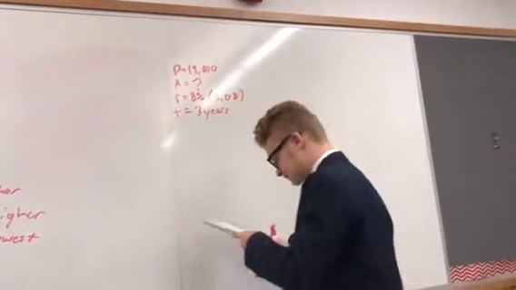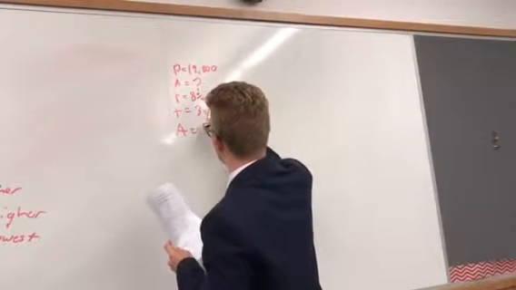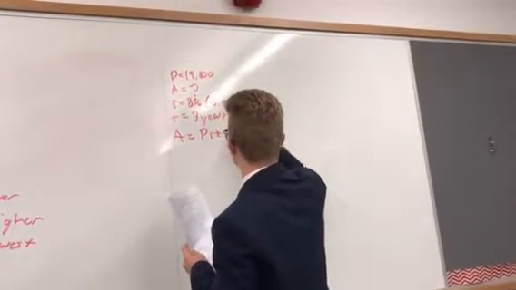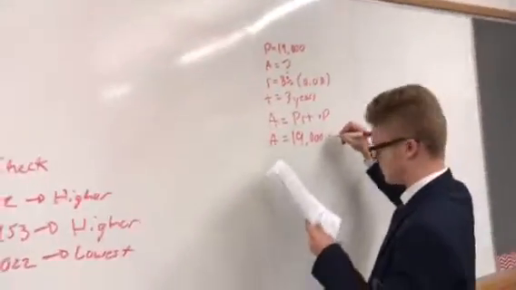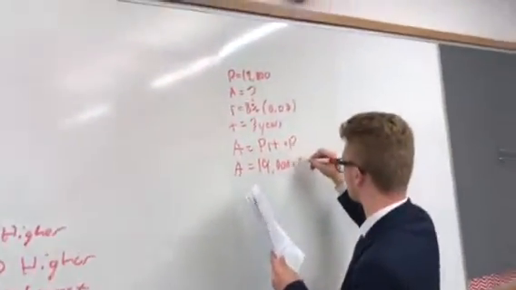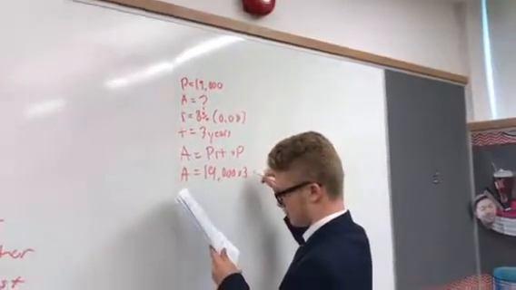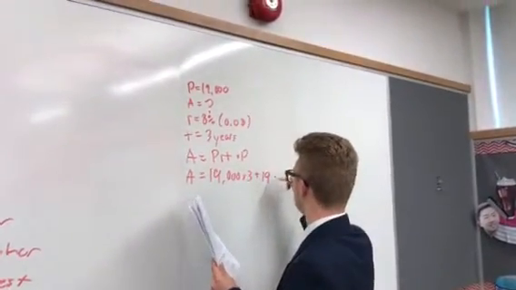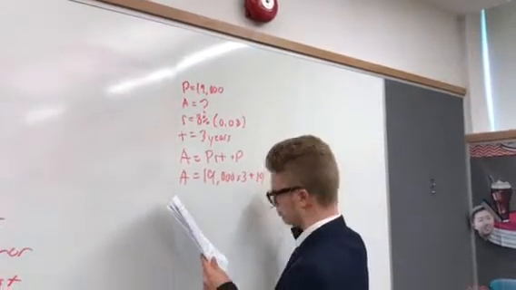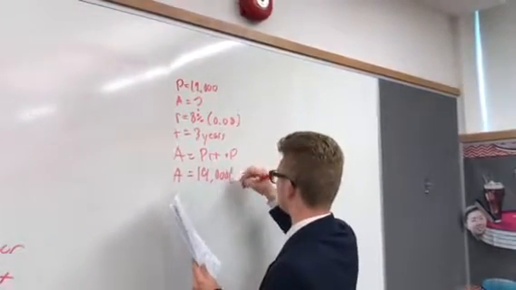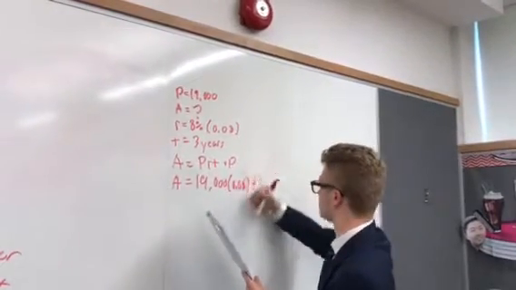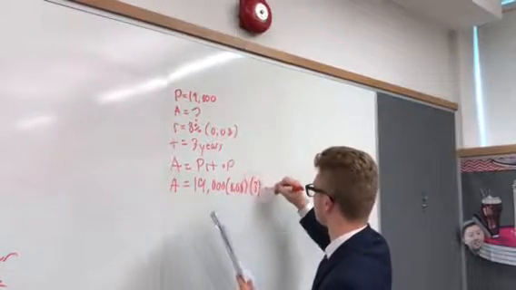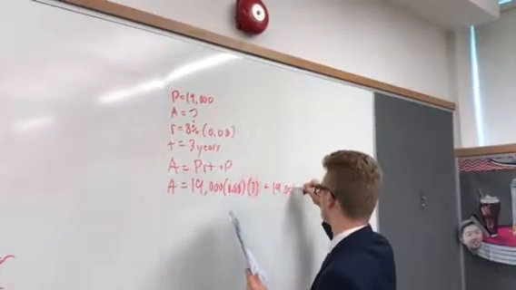So the equation is going to stay the same again: A equals PRT plus P. And we're just going to start filling it out, just like we did the first time. 19,000 times 0.08 times 3, plus the original 19,000 at the end.